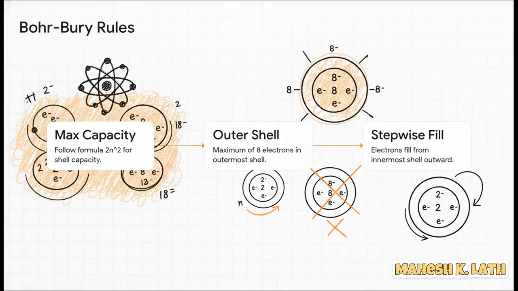Here's the thing. Electrons don't just fly around willy-nilly. They follow the strict Bohr-Bury architectural rules. Step 1. A shell's absolute maximum capacity follows a simple formula, 2n², where n is the shell number.